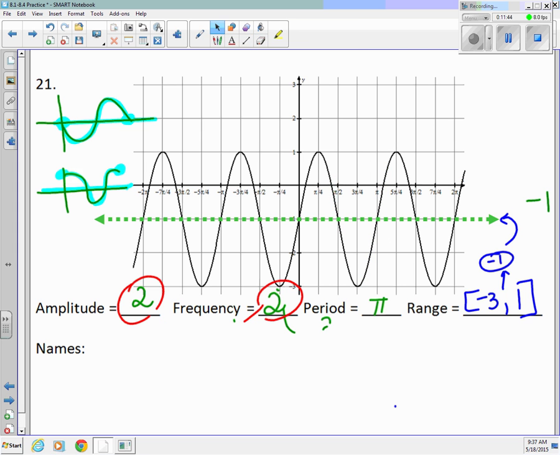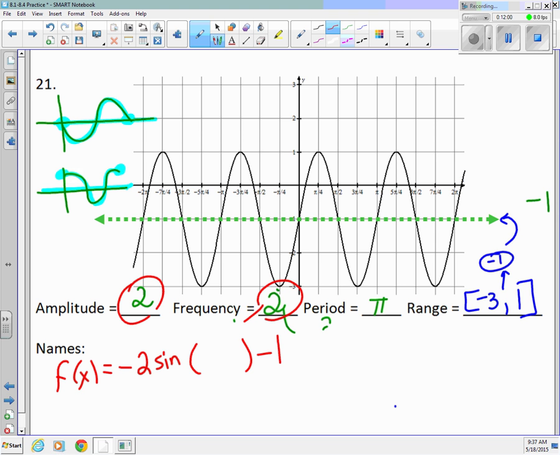So by the way, just to reiterate here, my new name, I'm going to have f of x. I'm going to use negative sine of x. And the amplitude and the midline stay the same. So I'm going to have negative 2 sine of something minus 1. So the vertical transformations always stay the same.